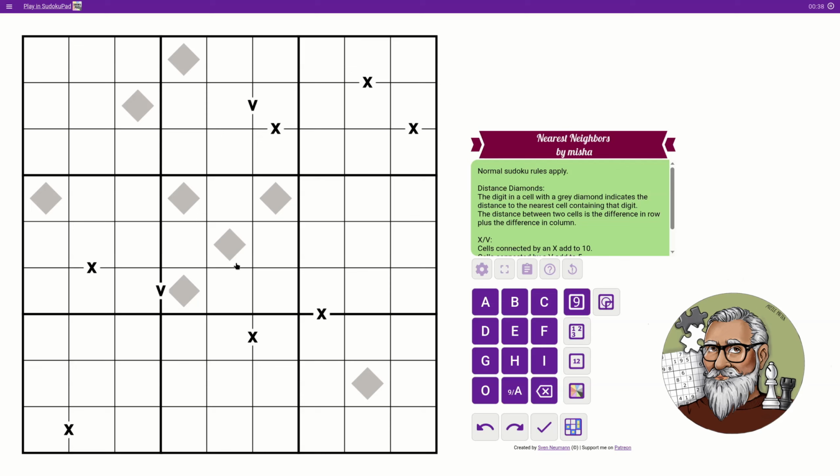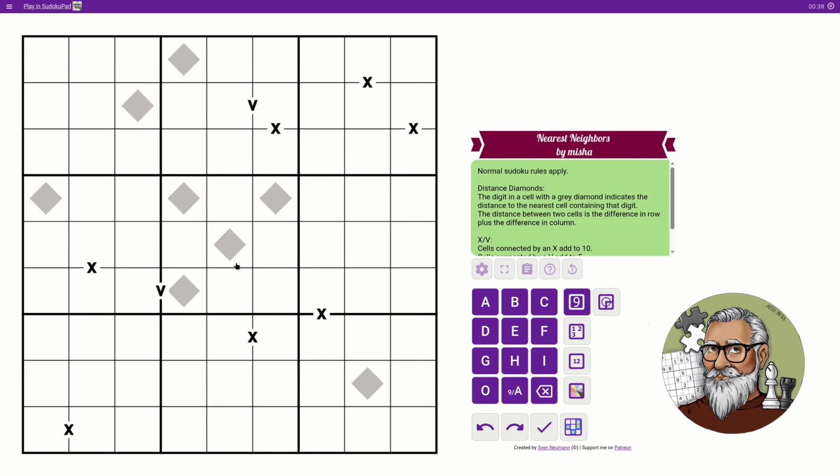XV: cells connected by an X add to 10. Cells connected by a V add to 5. Not all X's and V's, diamonds, are necessarily given. Okay, sip of tea. Iced tea still. And reset the time.